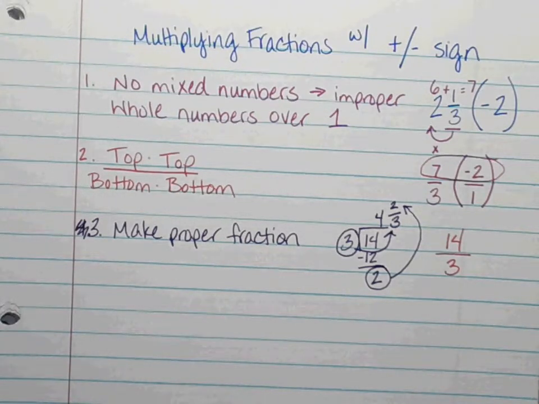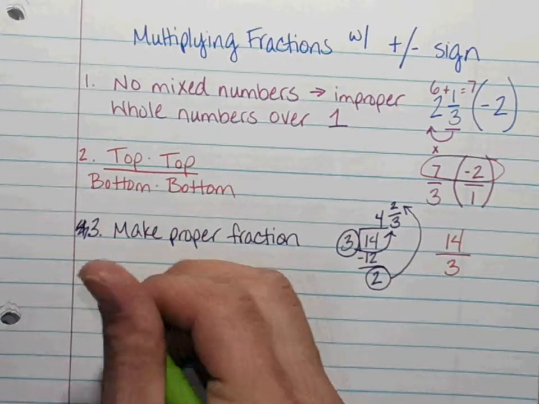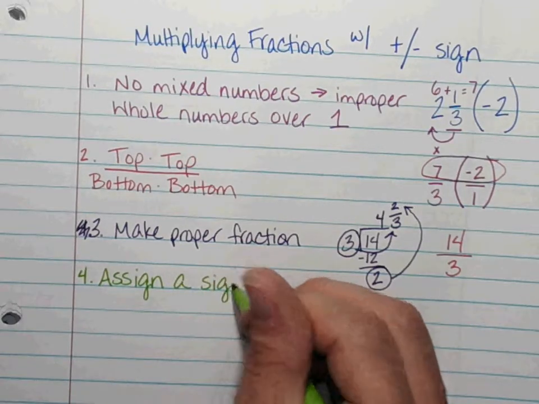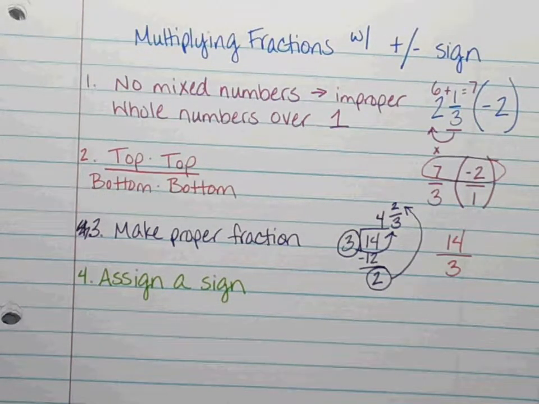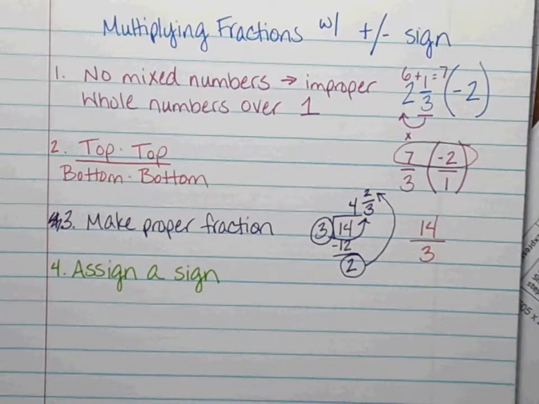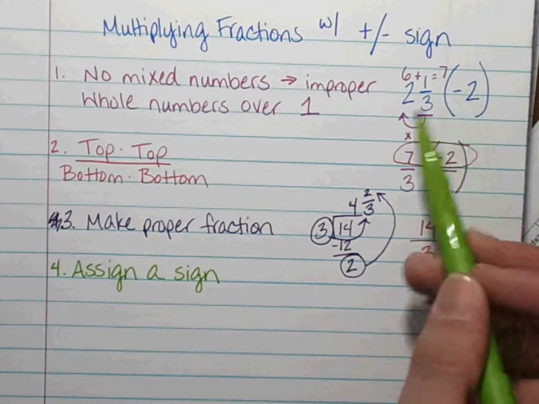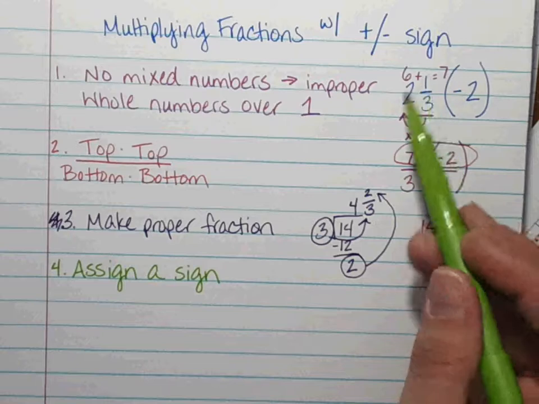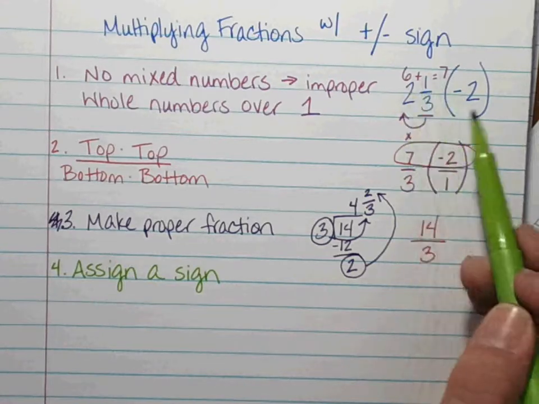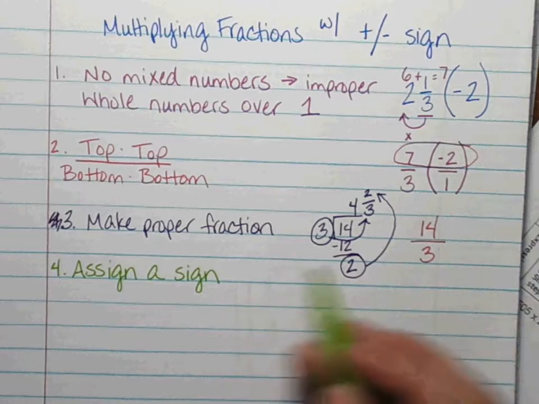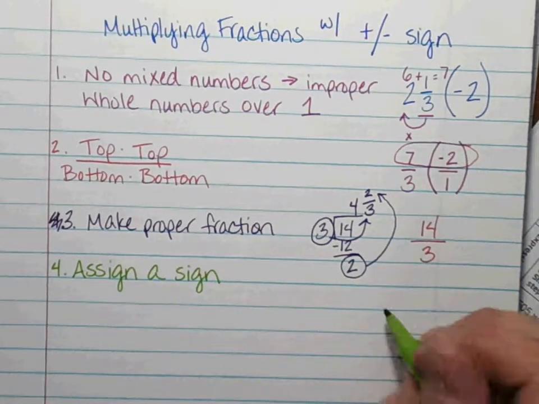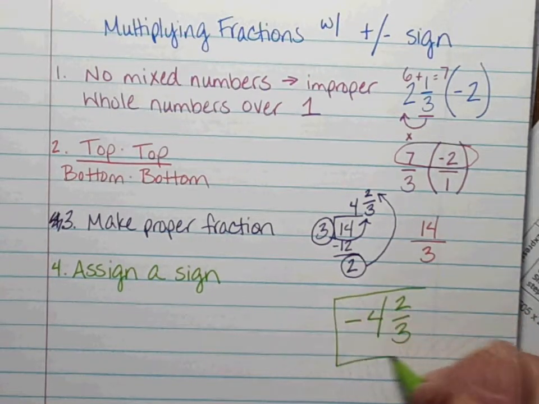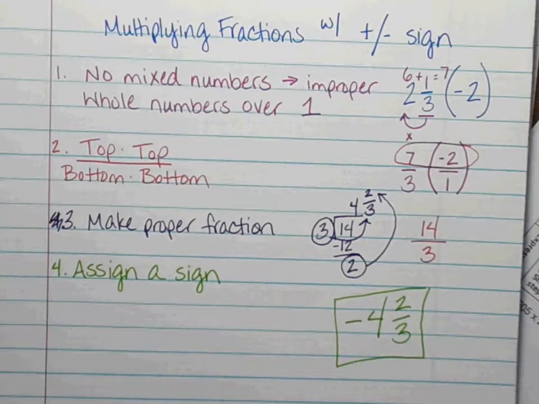Last thing I need to do is assign a sign. So I look back at the original. 2 and 1/3 was positive or negative? It was positive, and the 2 was negative. So is my answer positive or negative? Negative. So it's a negative 4 and 2/3.